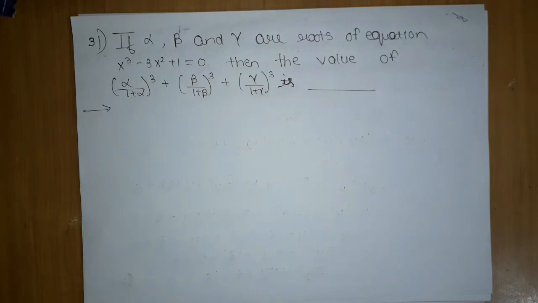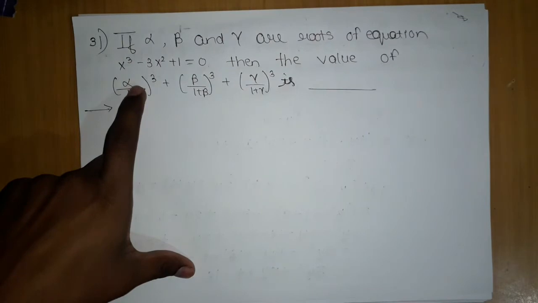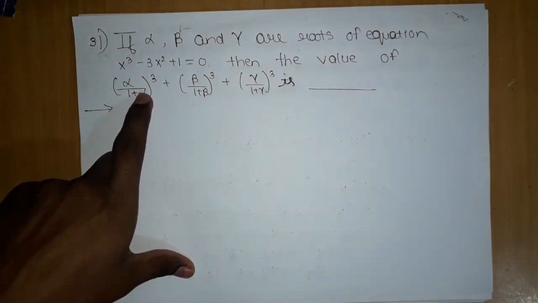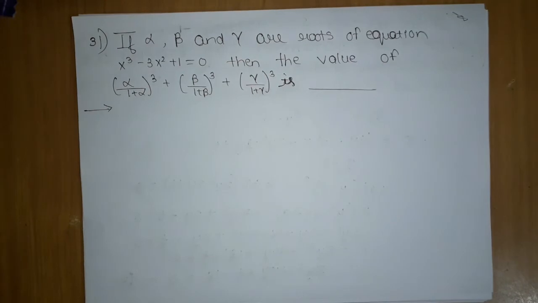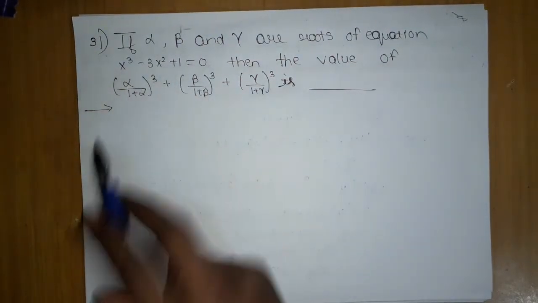The numerical question number 31: if alpha, beta and gamma are the roots of the equation x cube minus 3x square plus 1 equal to 0, then find the value of alpha upon (1 plus alpha) the whole cube plus beta upon (1 plus beta) the whole cube plus gamma upon (1 plus gamma) the whole cube. Now in this problem, can we create such a thing from this equation? Alpha cube, alpha 1 plus alpha square. If I take alpha square common, it will create alpha minus 3. It will not create 1 plus alpha.